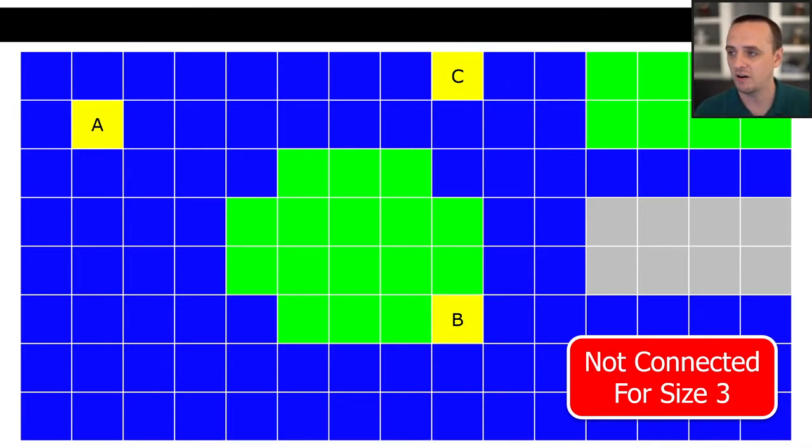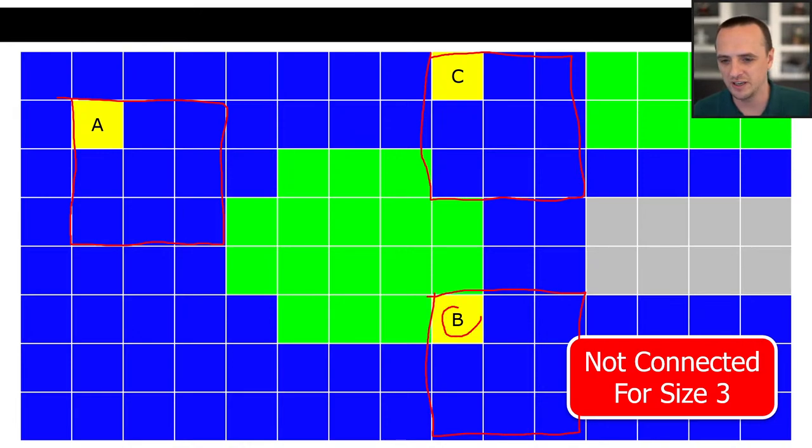However, they are not connected for size 3. So even though an object of size 3 can live over here, and an object of size 3 can be placed over here, and an object of size 3 can be placed over here, there is no way for my object to get out of here to get to C, or get out of here to go to A. So these are not connected for size 3.